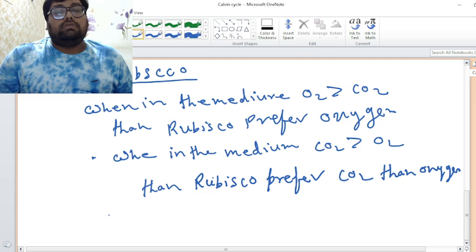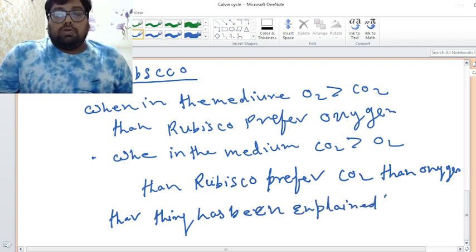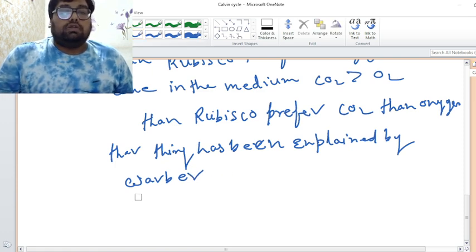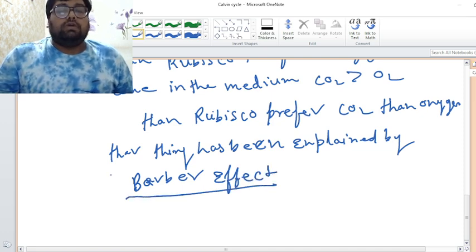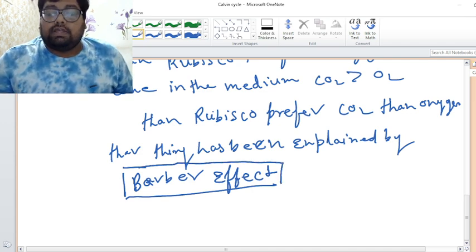This was explained by the scientist Warburg, so this is known as the Warburg effect. The Warburg effect means that Rubisco gives preference to a gas on the basis of the concentration of gases.